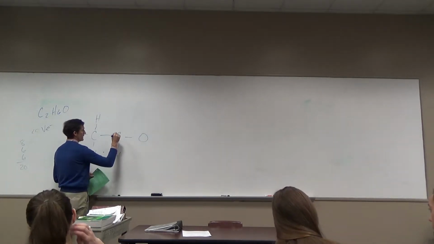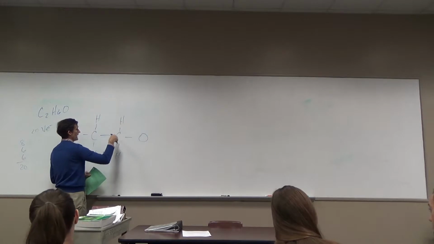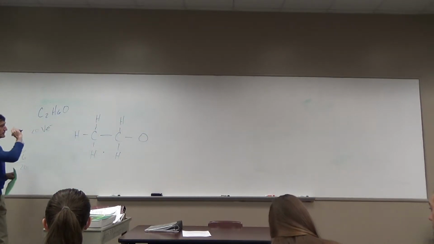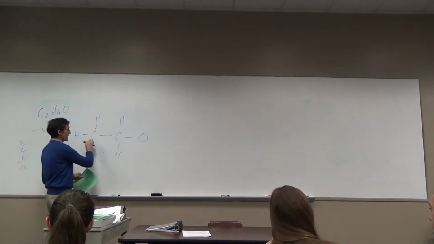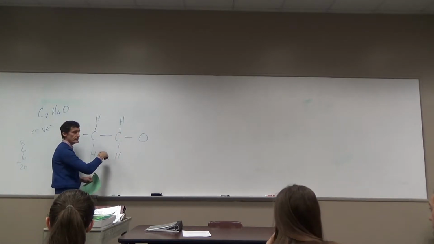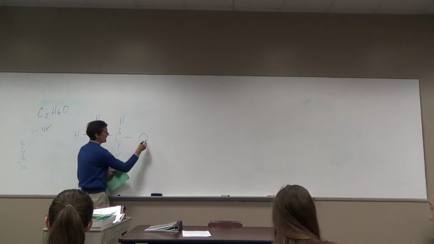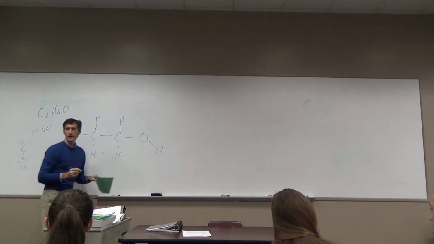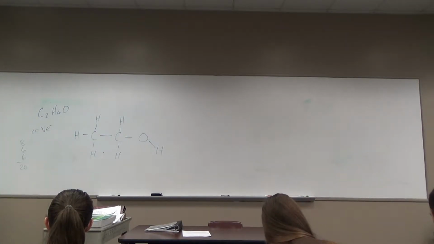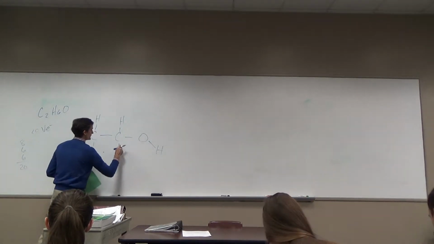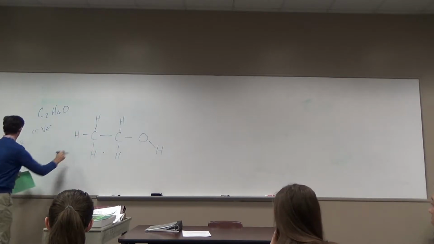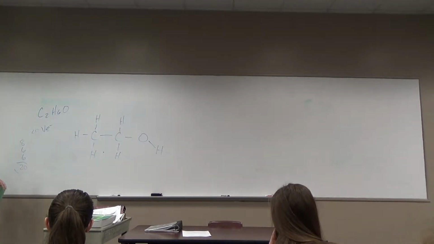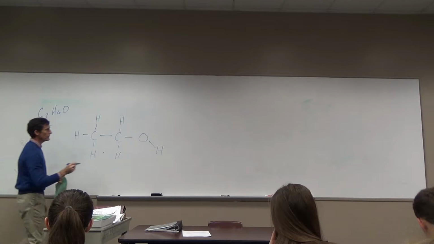H. H. Do we have 5 H's? Oh, we actually have 6, so we have 1 more. Carbon's good. Carbon's good. H duet. Where do you want to put the last H? It just falls into place, right? Oxygen makes 2 bonds. Put the H there. 2, 4, 6, 8, 10, 12, 14, 16. Well, we're supposed to have 20. That means we have to add 4 more. 2 lone pairs.